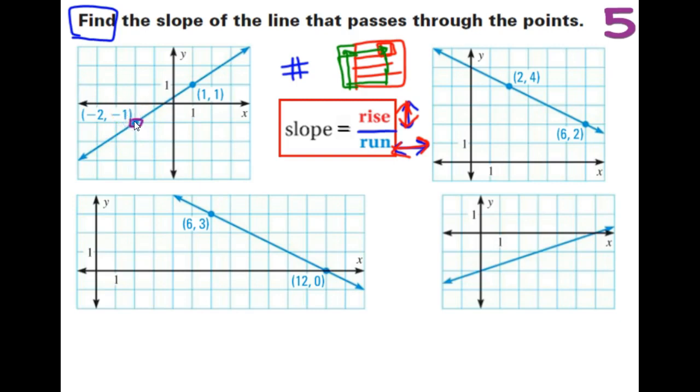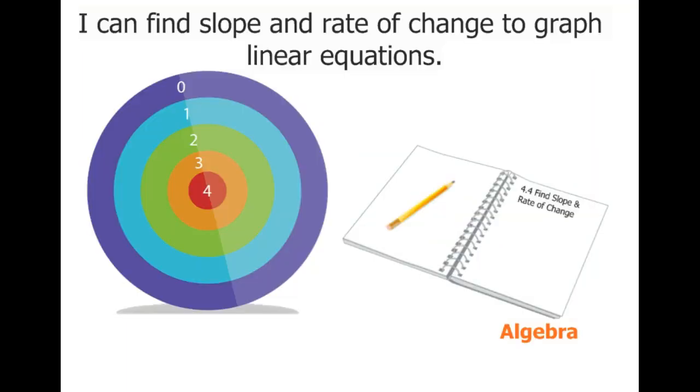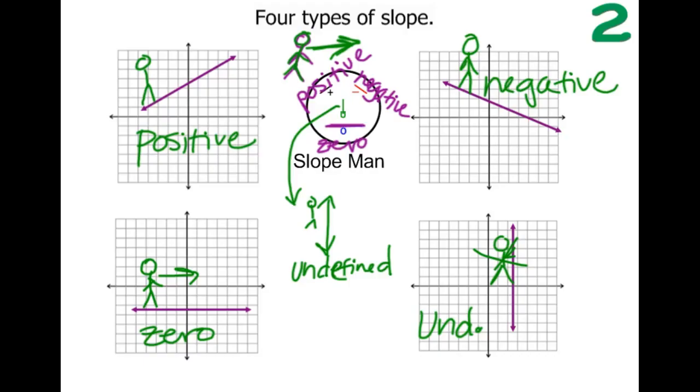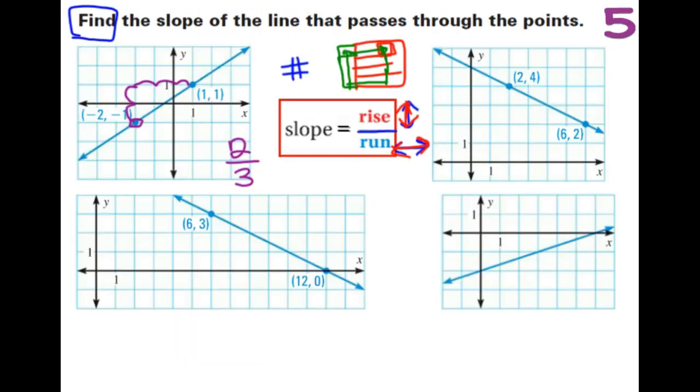Here's our elevator. We're going to go up positive 1, positive 2. So 2. And then we're going to run. We're going to go over to the room we want: 1, 2, 3. So our slope is 2 over 3. Now some of you might know what letter represents slope. Right here, it's going to be the letter M. Don't ask me why right now. I'm pretty sure it's Latin for something. But M is going to represent our slope. Our slope is 2 over 3.